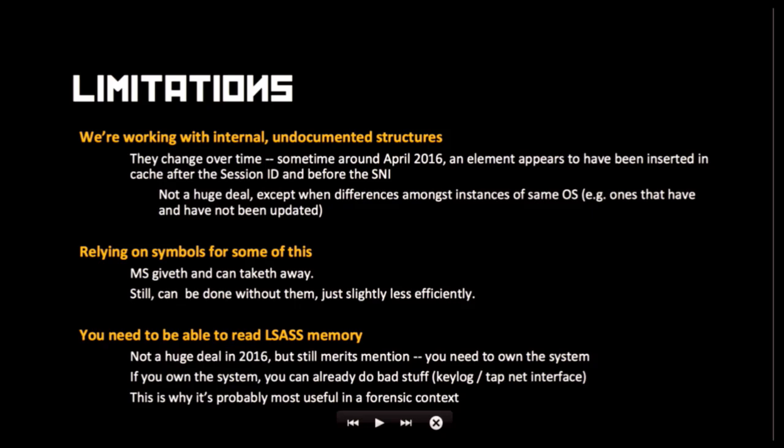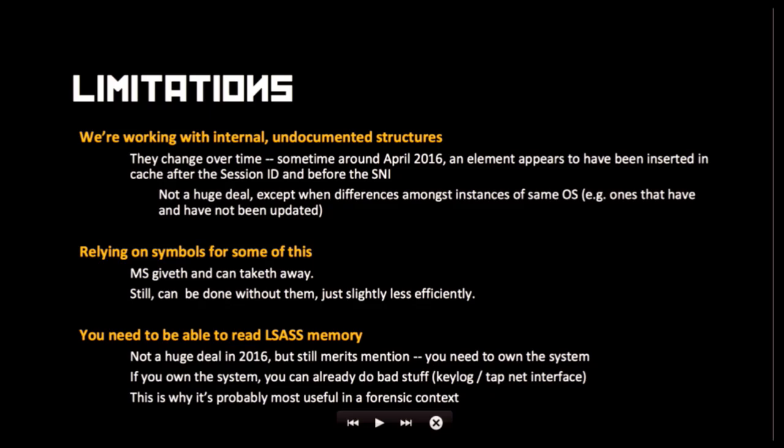Sometime in, I think it was March or April, something was inserted midway through the cache. So you get to this position where you have maybe some hosts that are updated and some that aren't, and the cache is going to look different, which is kind of annoying. But it happens after the session ID, so you don't really have to worry about it for session IDs. It does affect how session tickets get parsed.